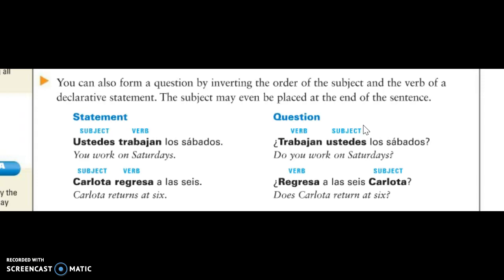For instance, the statement is, Ustedes trabajan los sábados. To form that into a question where you invert the verb and the subject, or switch their order, you would say, ¿Trabajan ustedes los sábados? You still use the inflection in your voice, but you change the word order of the sentence. The next example is, Carlota regresa a las 6. ¿Regresa a las 6 Carlota? So in this sentence, we put the subject at the end.